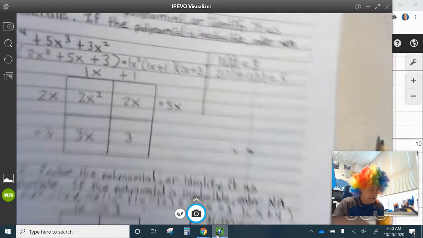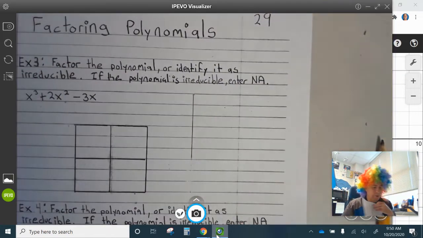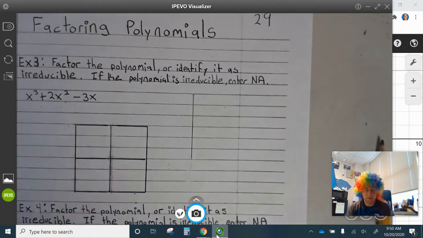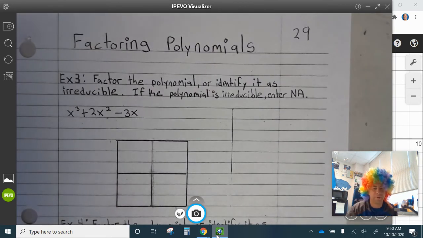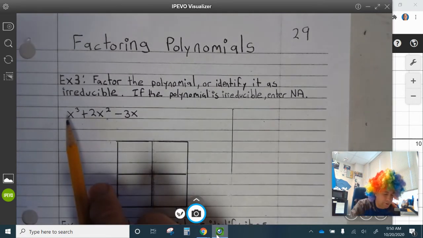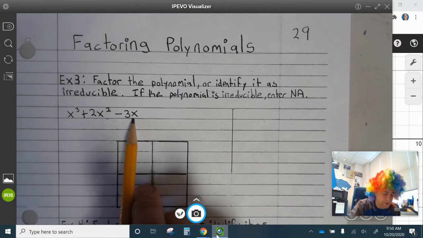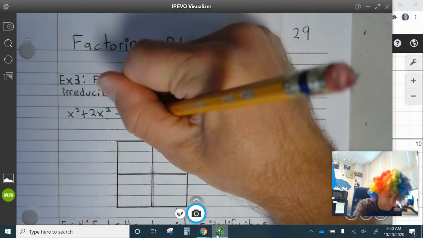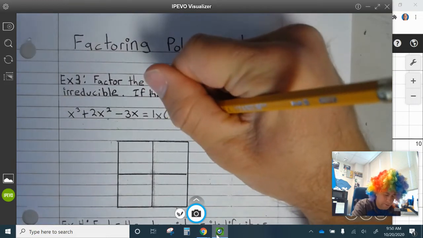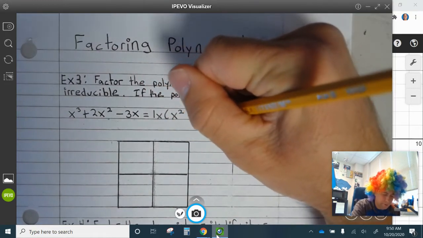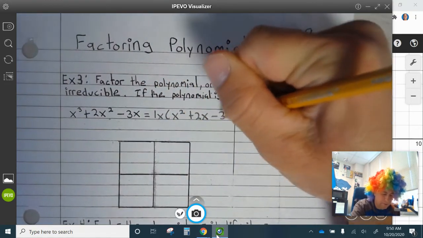All right, now let's take a look at example 3. Okay? Factor the polynomial or identify it as irreducible. If the polynomial is irreducible, enter NA. So again, we're going to factor out the greatest common factor, which in this case is 1x, which leaves x squared plus 2x minus 3.